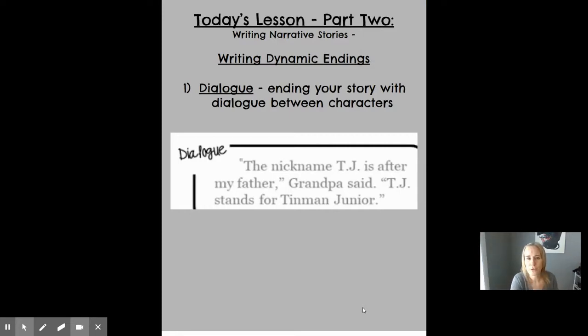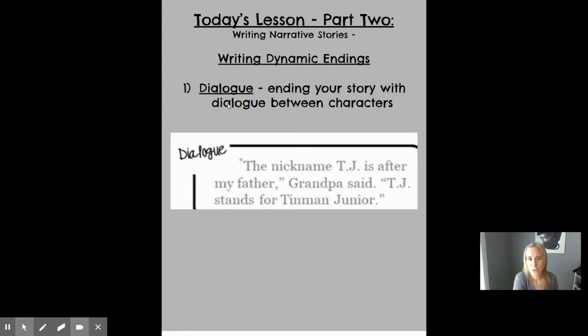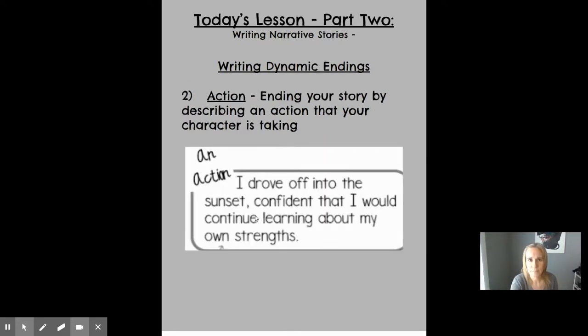I'm going to go over a few different examples of ways you can have a really strong dramatic ending. One way is to use dialogue. So some of you chose to start with dialogue as your opening hook. Another option is you can use dialogue as your ending, so to end your story with dialogue between your characters. And there's just an example here to show you Grandpa talking to someone else in the story. But you would just use quotation marks, you would use a dialogue tag, but using dialogue as your final ending to your story is one strategy.